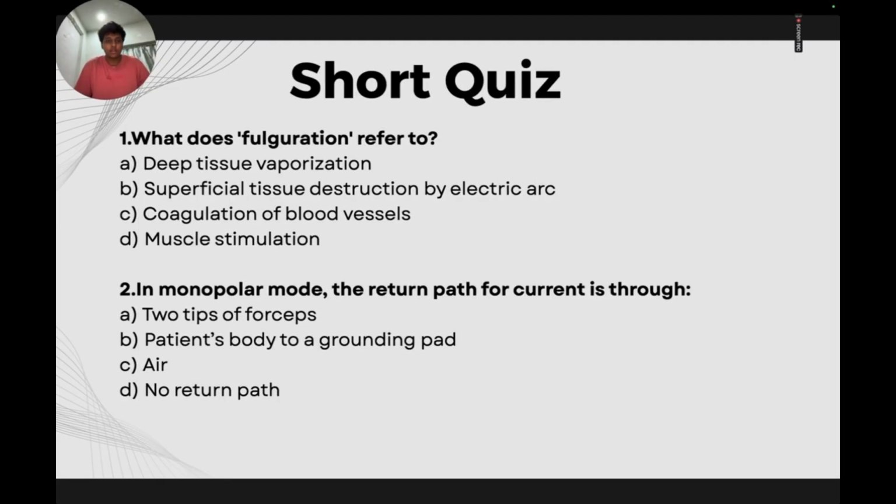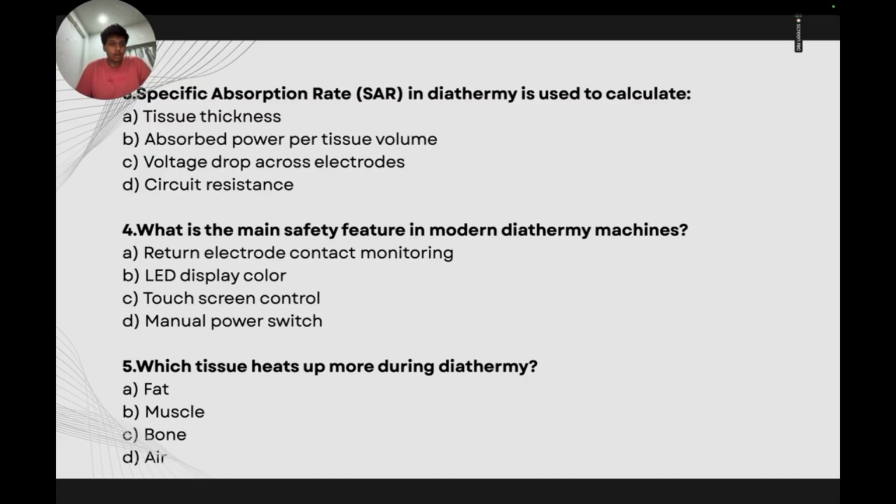Now we move on to the quizzes. Short quiz. What does fulguration refer to? The correct answer is B. Superficial tissue destruction by electric arc. Second, in monopolar mode, the return path for current is through? The correct answer is B. Patient's body to a grounding pad.